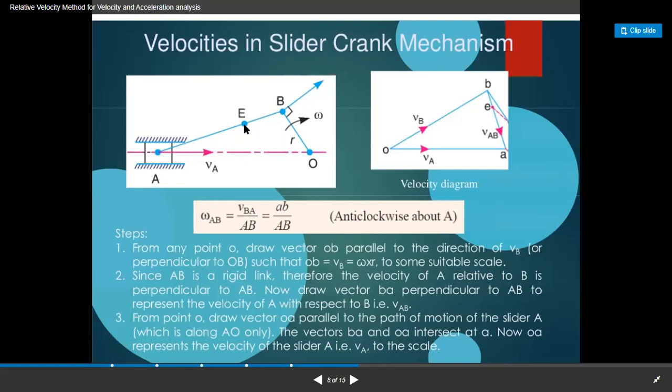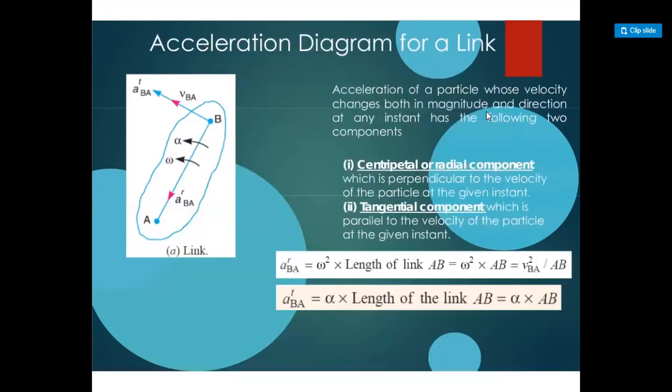So using the ratio of EB to EA, you can locate the point E on BA. So you can find the velocity of E with respect to A, and if you connect the point E with point O, then you can find the absolute velocity of point E, right? The next step is the acceleration diagram, the acceleration analysis for a link.